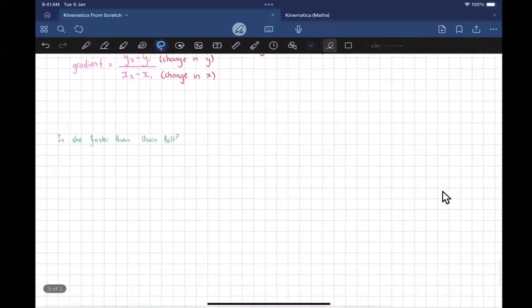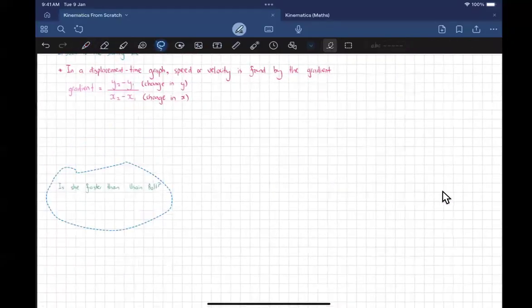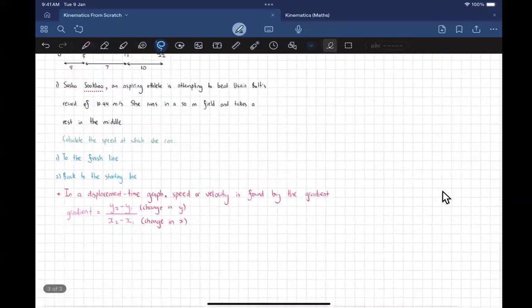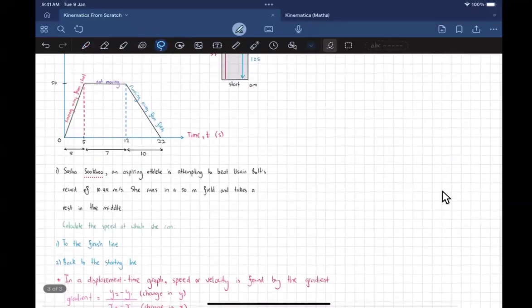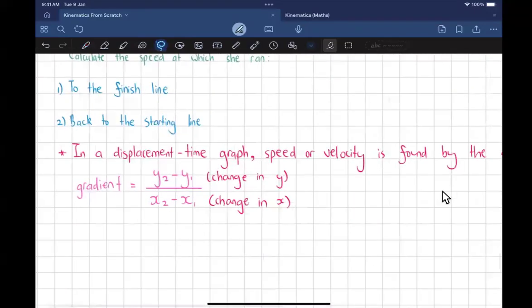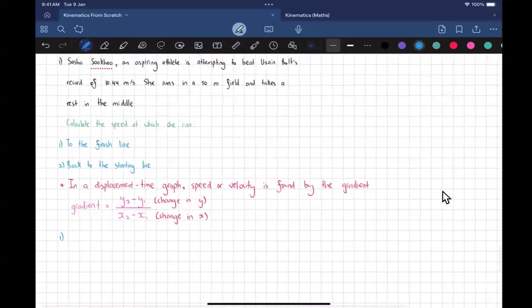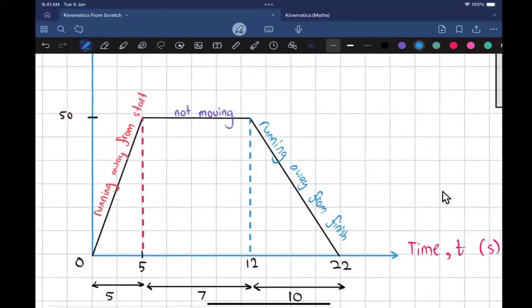So I'm going to show you the legitimate mathematical way, and then I'm going to show you the intuitive way, which you could use if you forget the formula. The first one is really, really simple. Let me show you what to do.